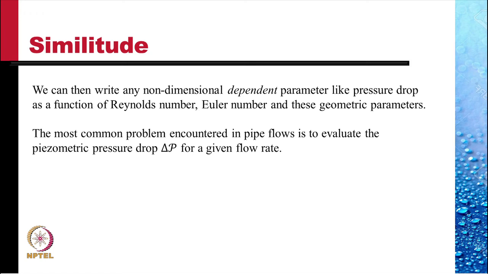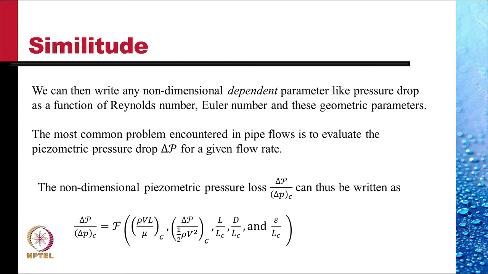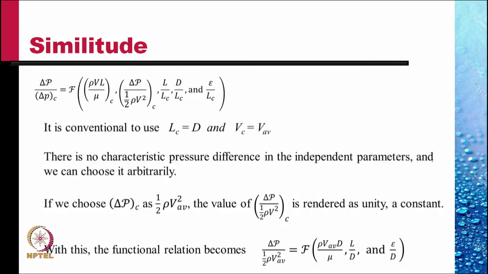The most common problem encountered in pipe flows is to evaluate the piezometric pressure drop delta P for a given flow rate. The non-dimensional piezometric pressure drop, delta P divided by delta P characteristic, can then be written as a function of Reynolds number, Euler number, L by LC, D by LC, and epsilon by LC. It is convenient to use the diameter of the pipe as the characteristic length in these problems. And we use the average velocity of the fluid through the pipe as the characteristic velocity.